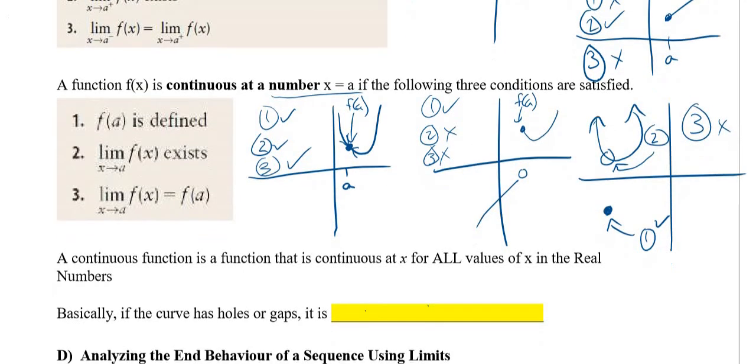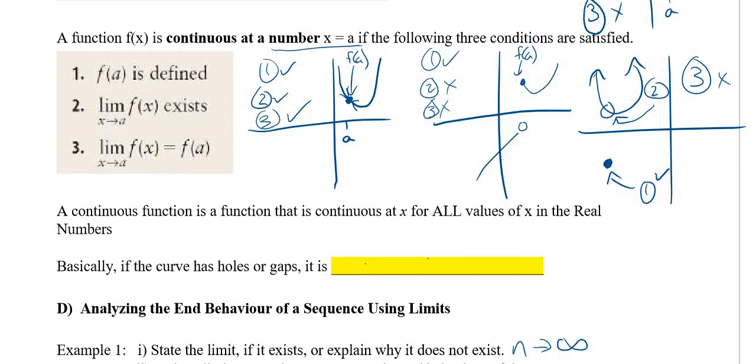But we can also talk a little bit generally and talk about if the function is continuous in general. So if we talk about a function being continuous, it has to be continuous at every single x value. So for all x values that are in the real number sets, if it works for every single one, then it is continuous. So basically, if it has holes or gaps, it is discontinuous.